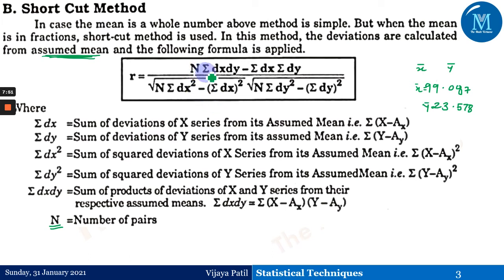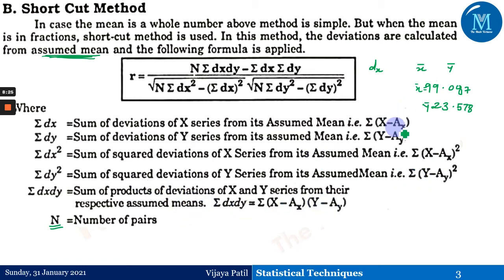Okay, so it's capital N summation of dx dy minus summation of dx summation of dy. Here dx is d suffix x. It's not dx as differentiation with respect to x. Now what is this dx? Summation of dx is nothing but summation of x minus ax. That means it is the difference between the point and the assumed mean. So this ax is nothing but the assumed mean of this particular x. Similarly, ay is the assumed mean for this particular y, then the square of them, and then the formula goes as given.